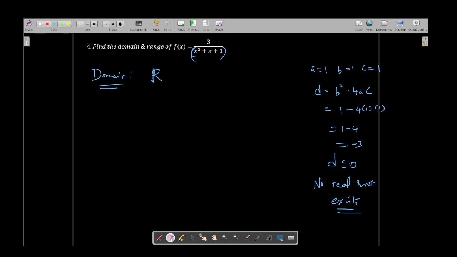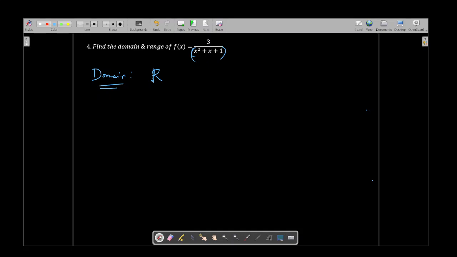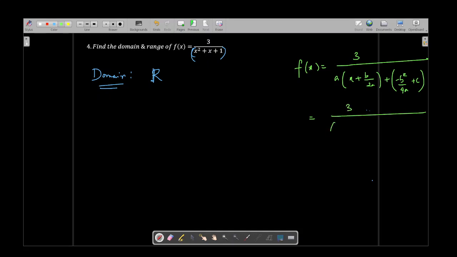So now let us find the range. Here a is positive. Let us use the quadratic completing square method. f of x is equal to 3 divided by a into x plus b by 2a, whole square, plus minus b square by 4a, plus c. So this is 3 divided by a, b, c are all 1. So a is 1 and b is also 1, which is 1 by 2, plus minus 1 square is 1 divided by 4, plus c is also 1. So this is 3 divided by x plus half, whole square, plus 1 minus 1 by 4, which is 3 by 4.